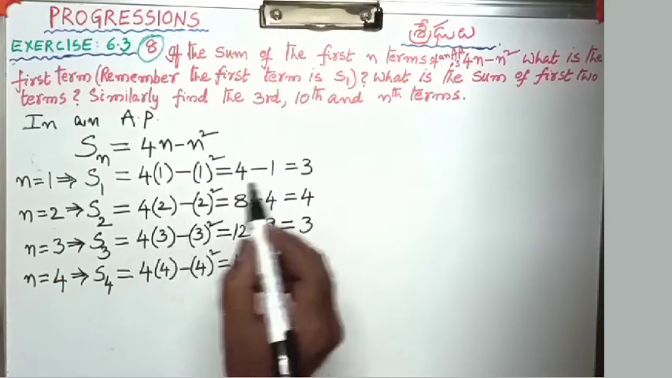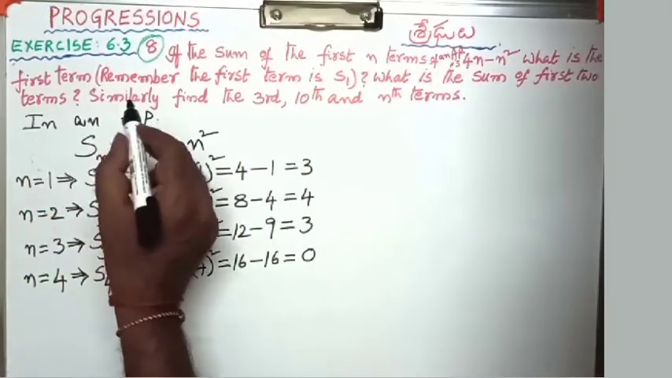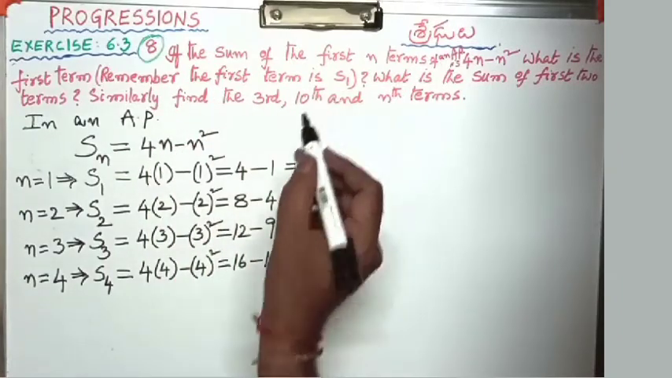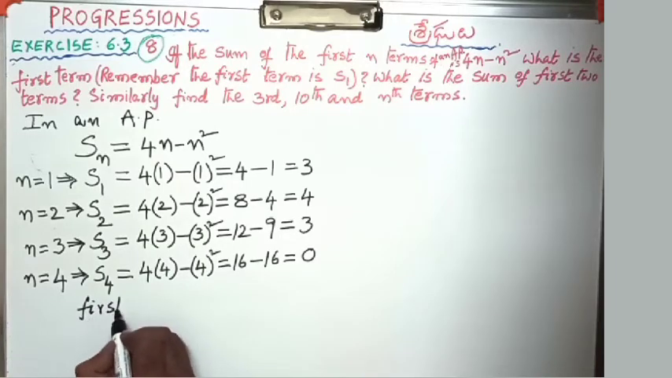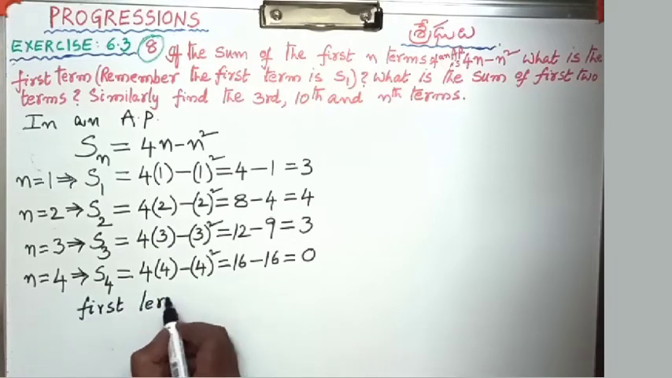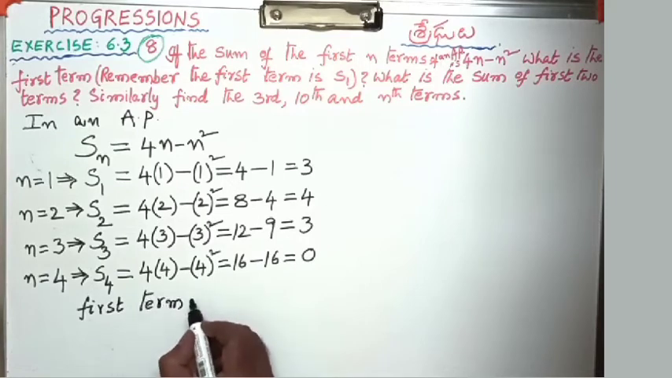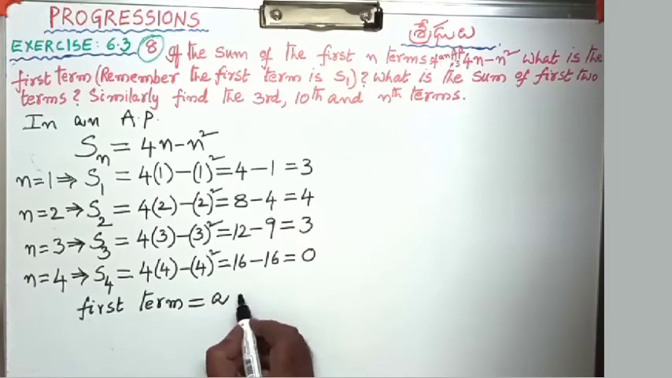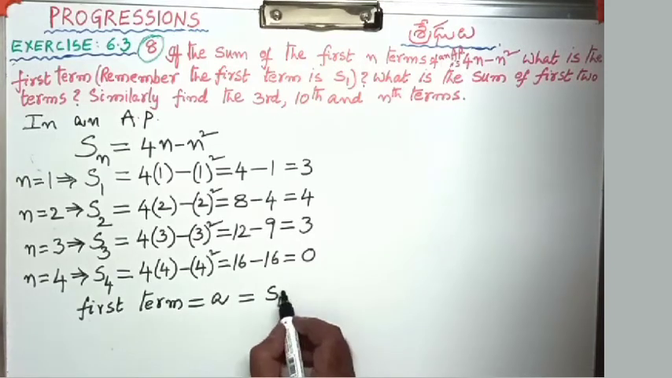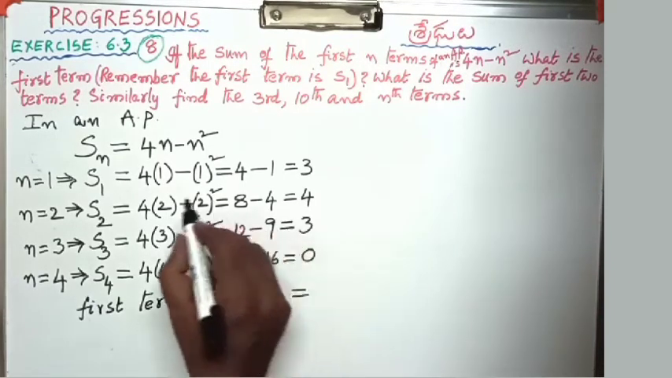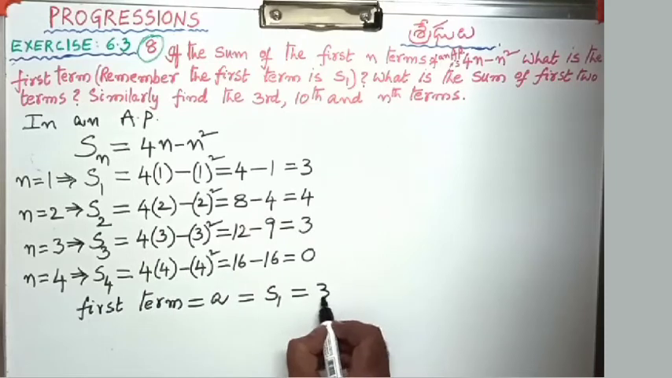Okay, so already, what is the first term? Remember, the first term is S1, as given. So the first term A is equal to S1. That equals S1 is 3.